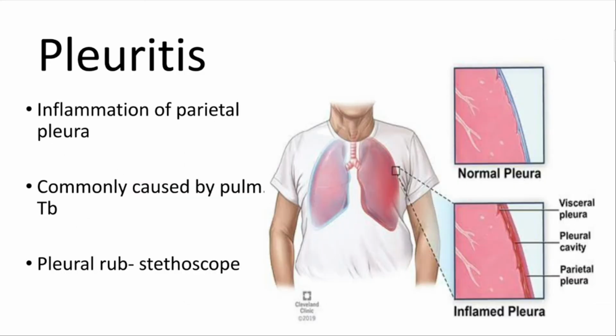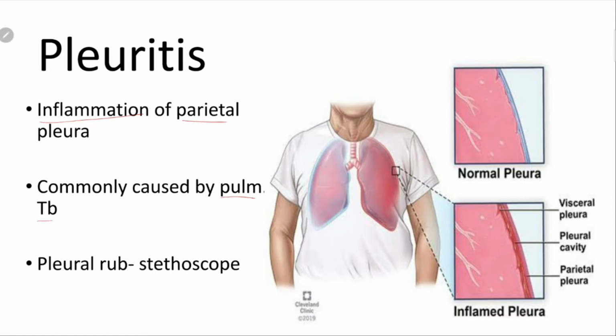Now we are starting with pleura. First clinical correlation is pleurisy or pleuritis. It is inflammation of the parietal pleura. Clinically, it presents as pain which is aggravated by respiratory movements and radiates to the thoracic and abdominal walls. It is commonly caused by pulmonary TB.